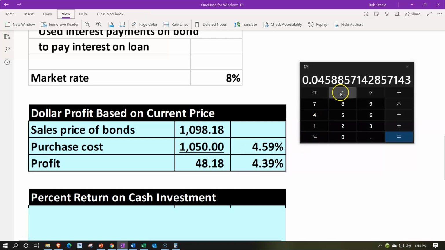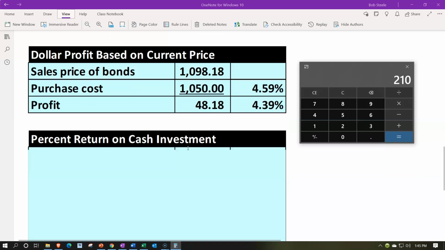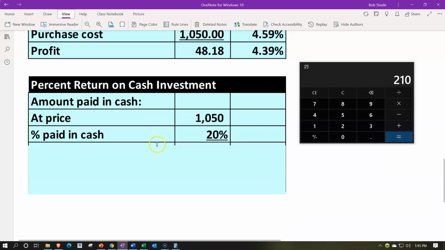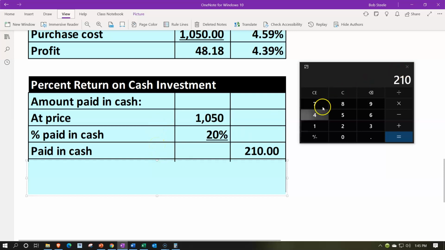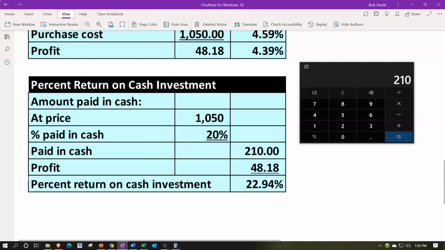Or you can compare the gross profit percent, which would be the 48.18 divided by the sales price 1,098.18. That would be 4.39%. But again, it's not really a good comparison if we think about the cash flow, because we only really paid the 1,050 times the 20%, 0.2, which is 210. So what's the gain in relation to the actual cash flow? We'd have the price of the 1,050, the 20% of that gives us our 210. And if I compare that to the profit, that's going to give us the 22.94% return on cash investment.